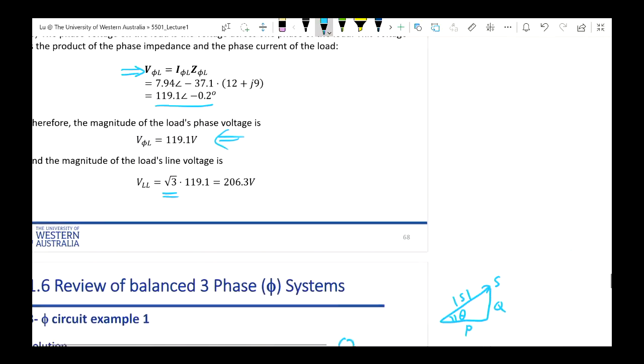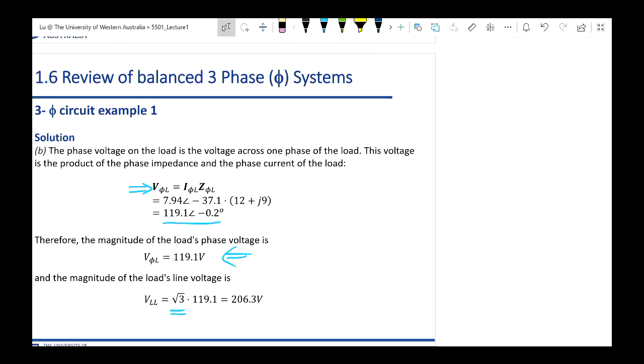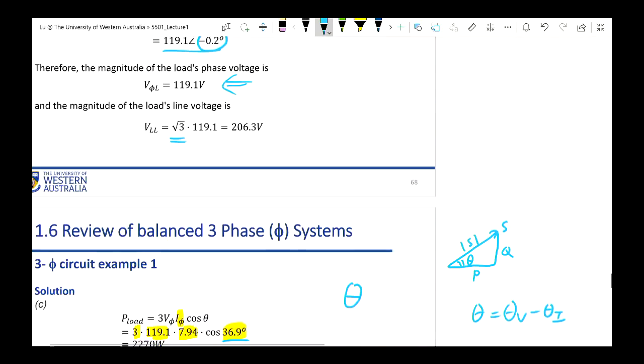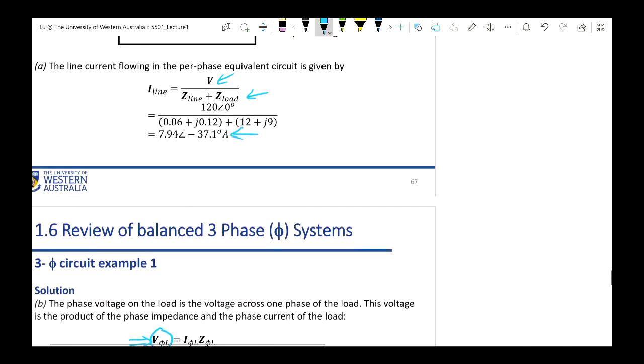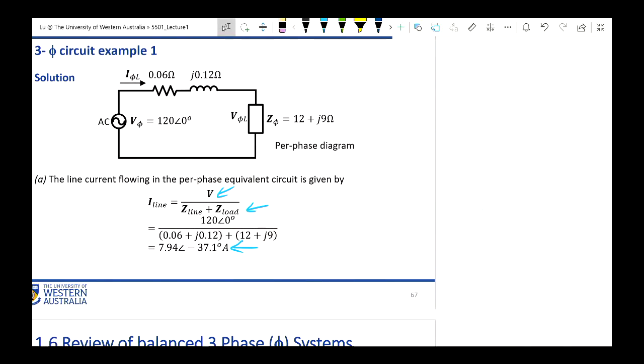Go back. For this single phase, I said this phase voltage is a vector. It has a magnitude and angle. What is the angle? Negative 0.2 degrees. This is the angle for the AC voltage. In other words, here, theta V is negative 0.2 degrees. What's theta I? Okay, keep going back. Line current is equal to phase current, right? For this Y connected pattern.